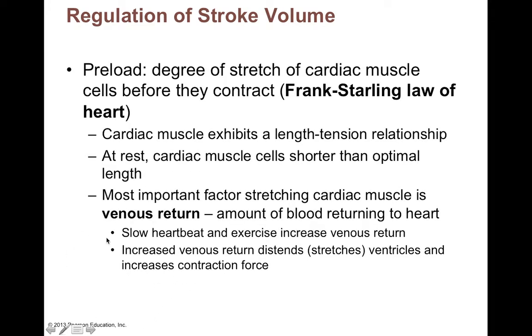So preload is the degree of stretch on cardiac muscle. Now that stretch is going to be due to the filling of blood within the ventricle. So basically what we can say then, you guys, is preload is EDV. So if your EDV is high, your preload's high. Okay? Because basically if you have a larger end diastolic volume, there's larger or more stretch on the ventricle because it's filling that ventricle. Okay?